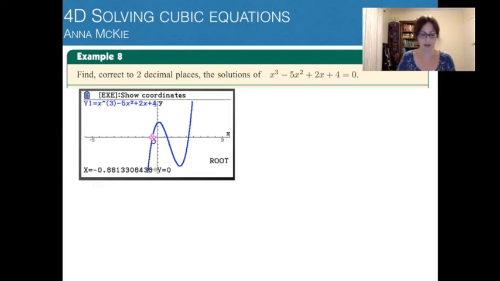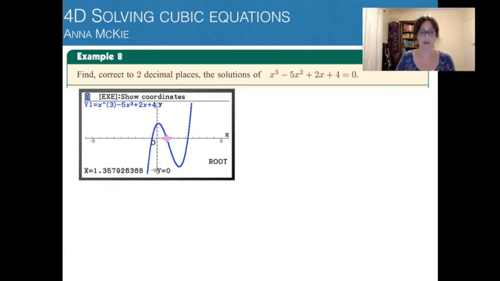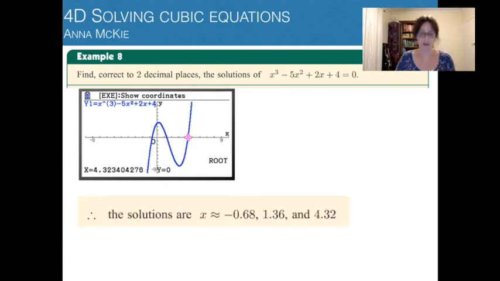And here we are. We've got negative 0.68, 2 decimal places, remember. We've got 1.36 and 4.32. And those written out are there, approximately equal to, because we've rounded.